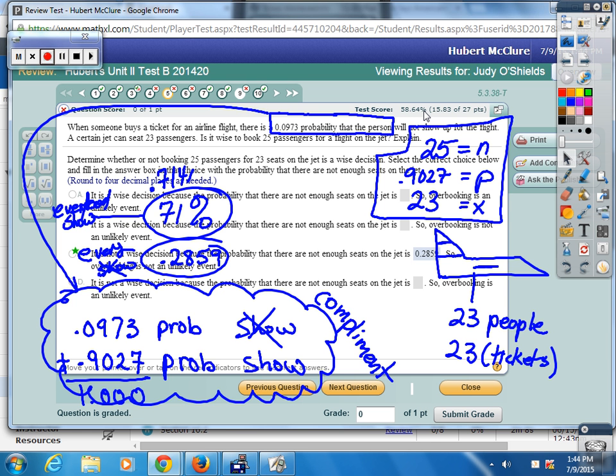Now, do I agree with this 0.2859, the way they have it worded? No. I would say, whatever this says right here, it is not a wise decision because you have a 71% chance that everybody's going to show up. Anything less than 50%, it's okay. But you got a 71% chance. That's almost three-quarters of a chance. I wouldn't bet on it. Or I wouldn't make that decision. But that's that question.